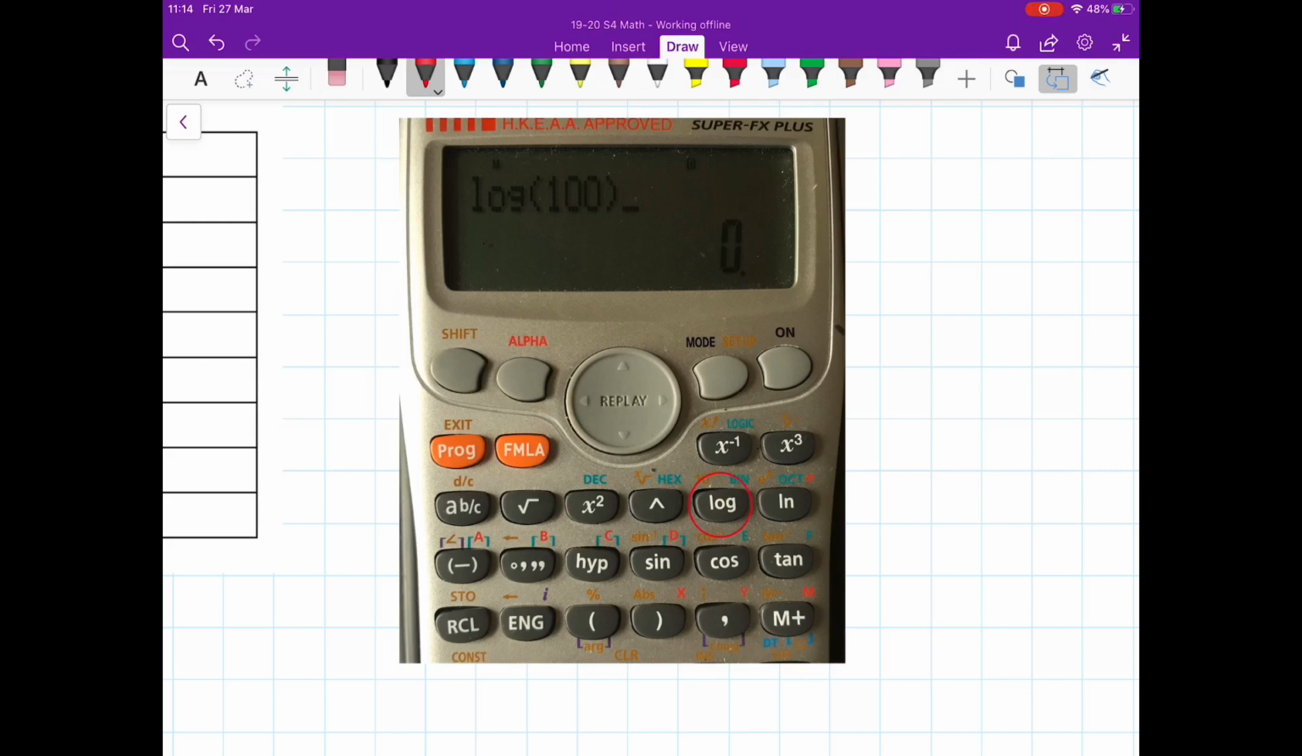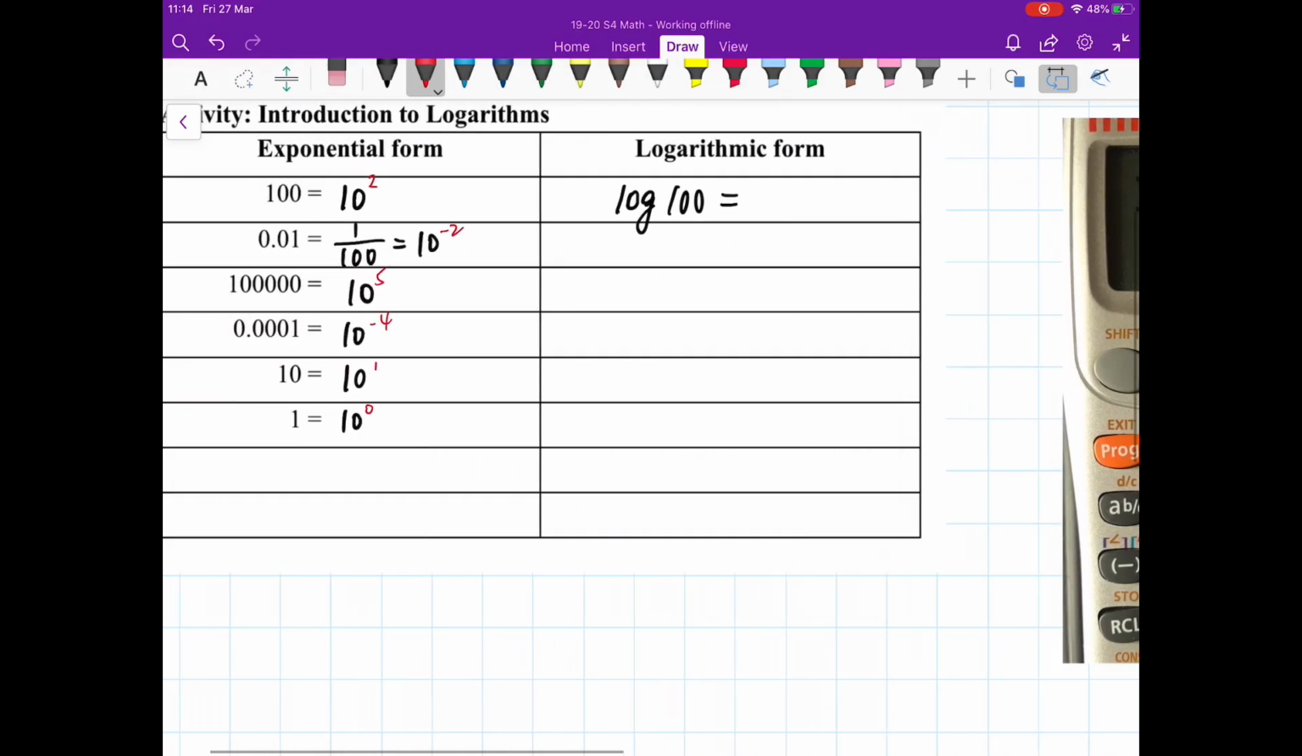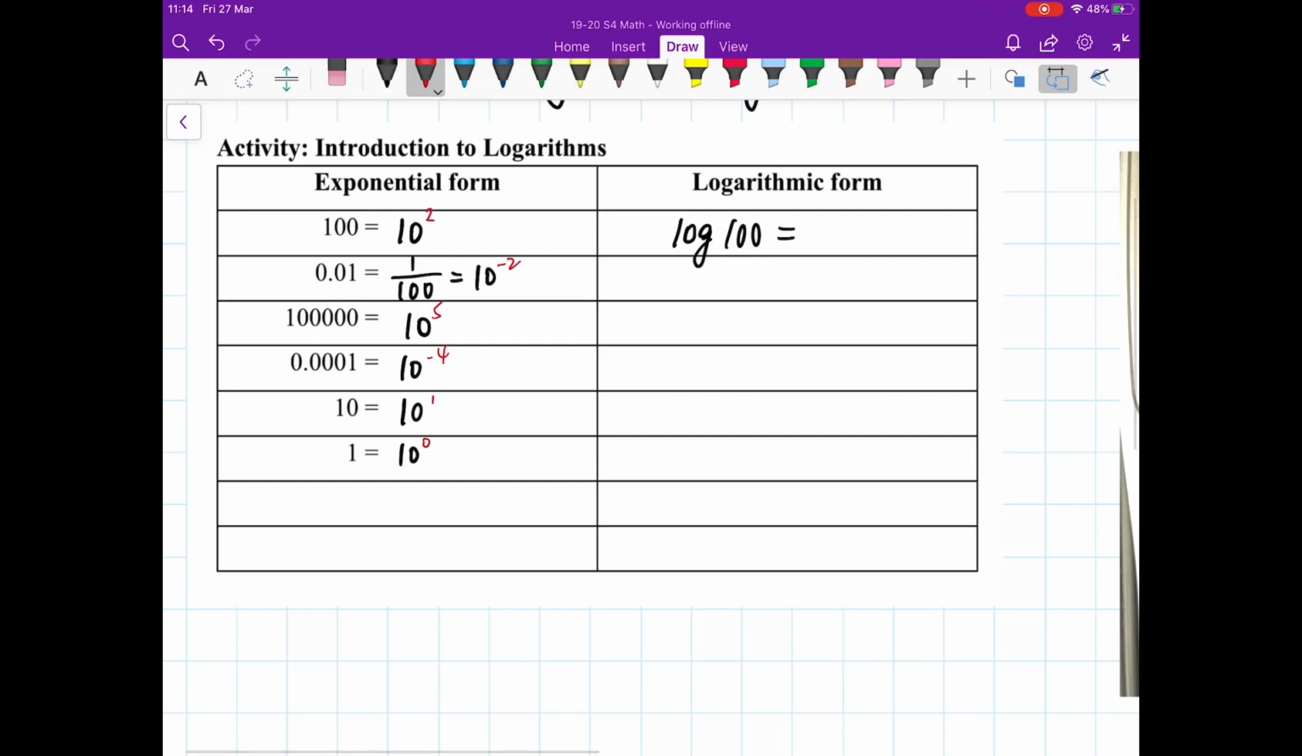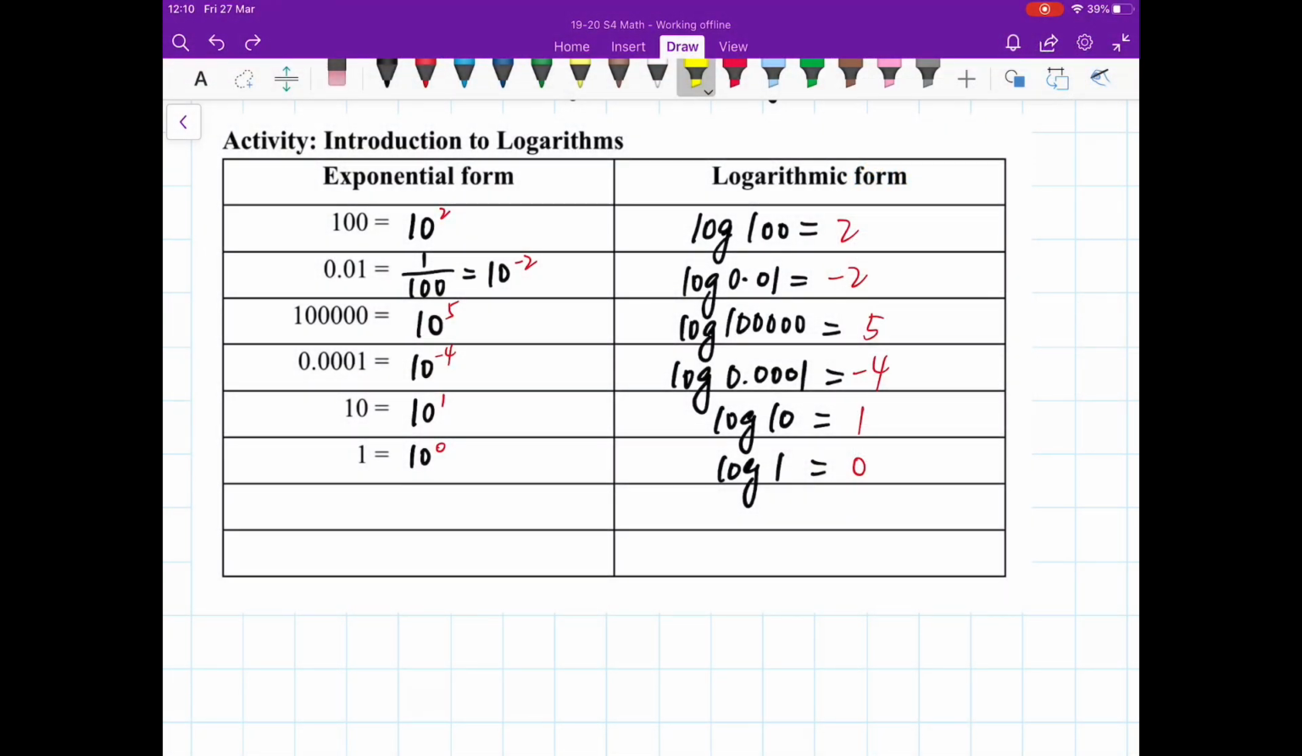For the log function, it is here. After you press the log function, you can input the number inside the brackets and then execute, and you can get the result. For log 100, the result will be 2. Then please help me to pause the video and finish the remaining 5, and I will check the answer with you later. So please check the answer for yourself.